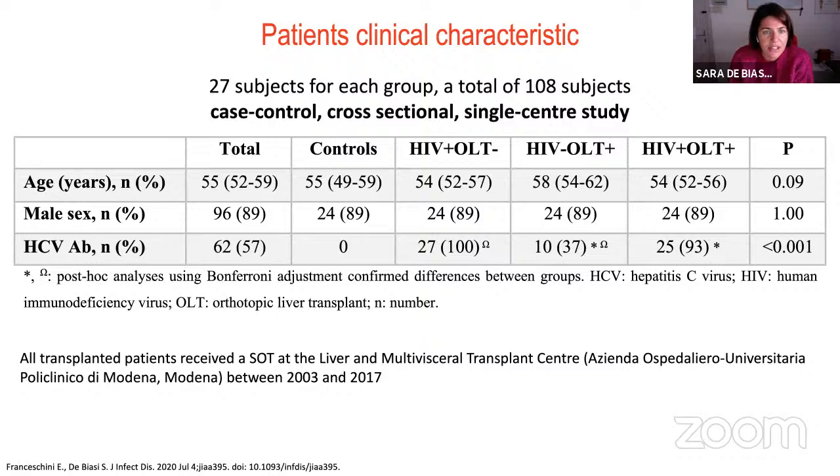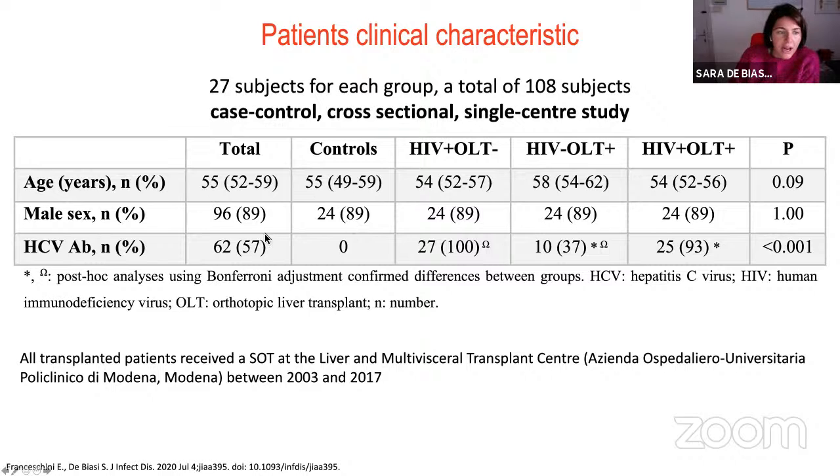There were 27 subjects per group, and we have 4 different groups. So we have healthy donors that we call controls, HIV-positive infection but without transplantation, people with transplant without HIV, and of course people with HIV that received transplantation. And these were our cohorts of interest.